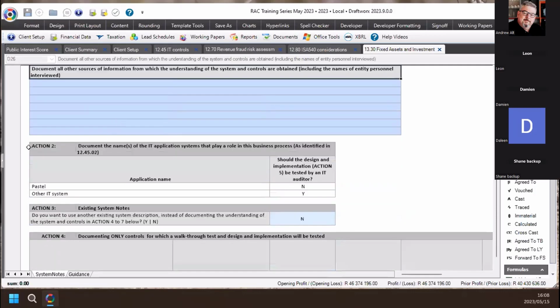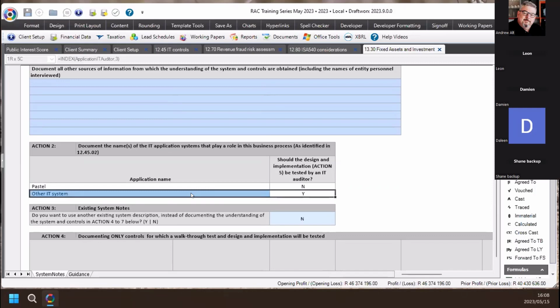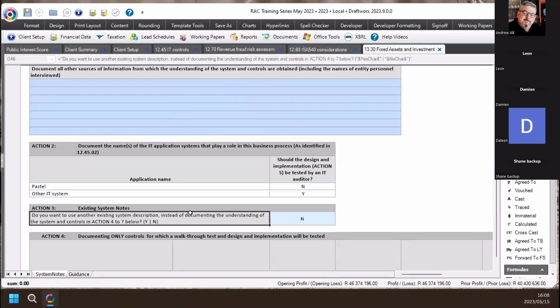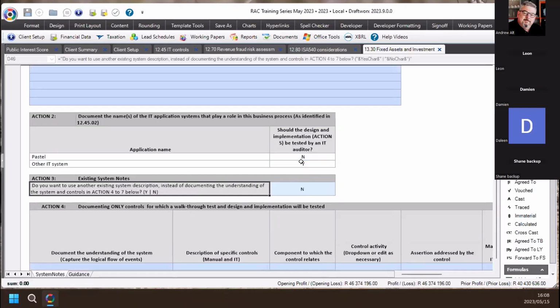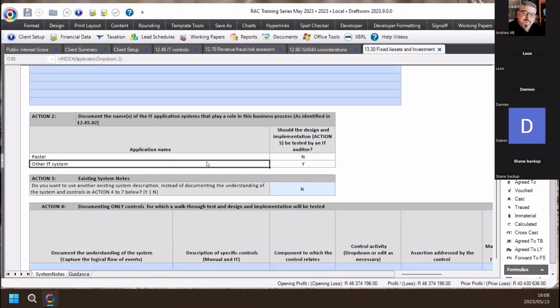Right now, action 2 is pre-populated for me, and that comes from 1245. What IT applications are used? And in this case, PPE, I said only the other IT system and not Pastel. So that's pulling through that documentation from 1245. I wanted to do this so that you can see that it pre-populates this, and that's the link from 1245 to section 13.